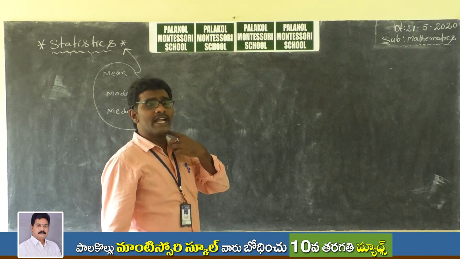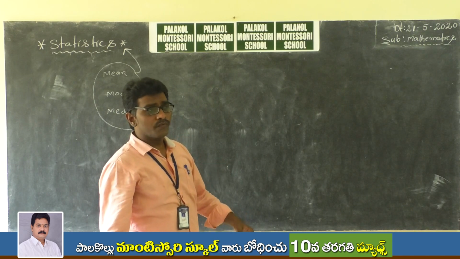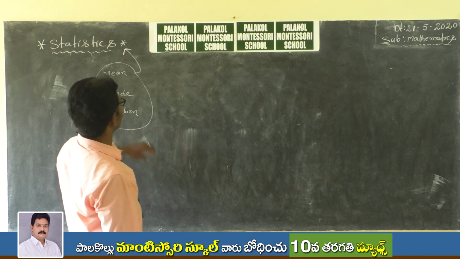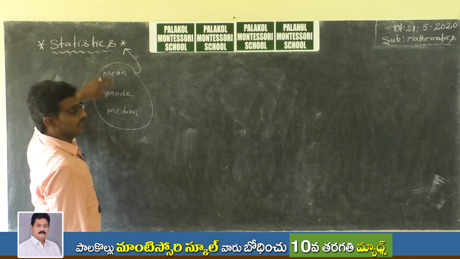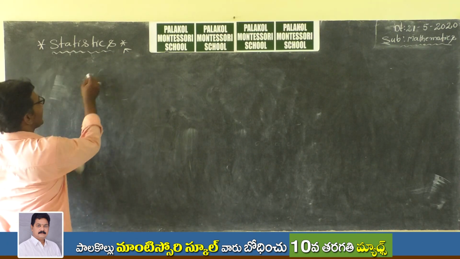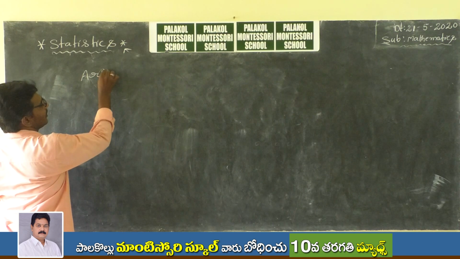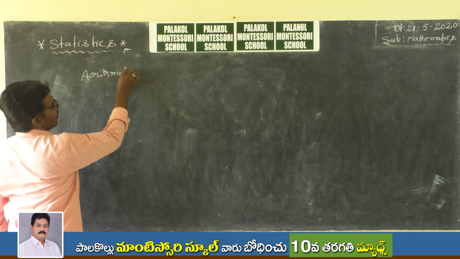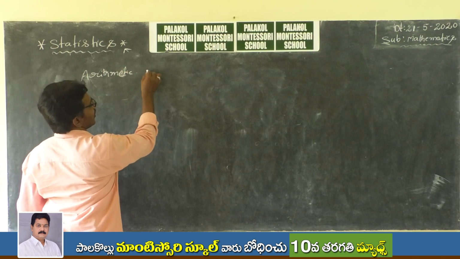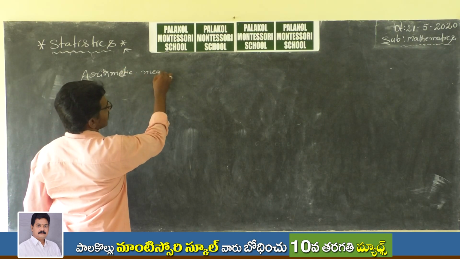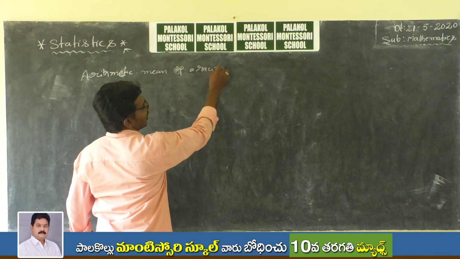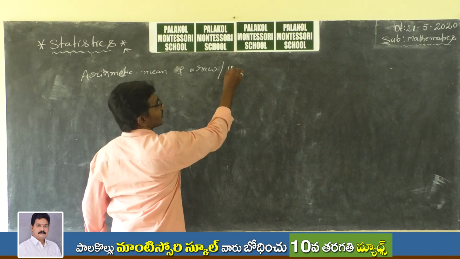Already you have learned in the previous classes the mean of ungrouped data. First discuss the mean of ungrouped data. Mean, another name is arithmetic mean, of raw data or ungrouped data.